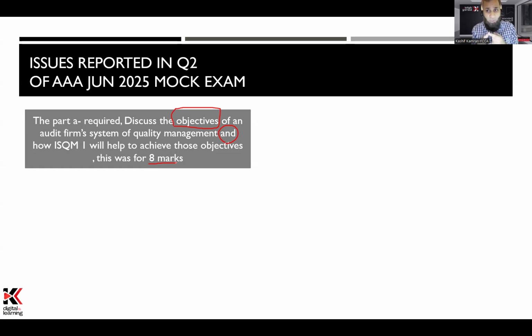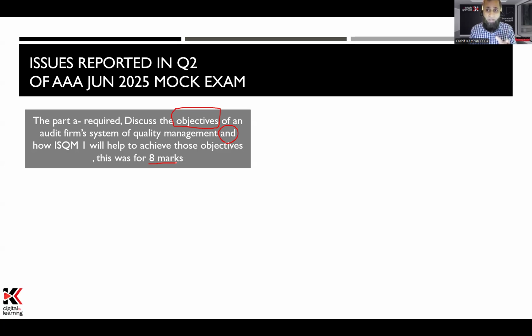But the problem was that most students ignored the objective. The students saw 8 marks. They recalled that under ISQM1, the system of quality management has 8 components. They started telling that the system of quality management has 8 components: 1, 2, 3, 4, 5, 6, 7, 8. Now, the question was not asking you the components of ISQM1. The question was asking what the objective of the quality management system is and how ISQM1 helps achieve those objectives. Yes, when you're writing how it helps achieve those objectives, you could have made use of the 8 components, but you had only 6 marks for that. So writing all the 8 components was useless. You could have written any 6 of them to make up the answer.